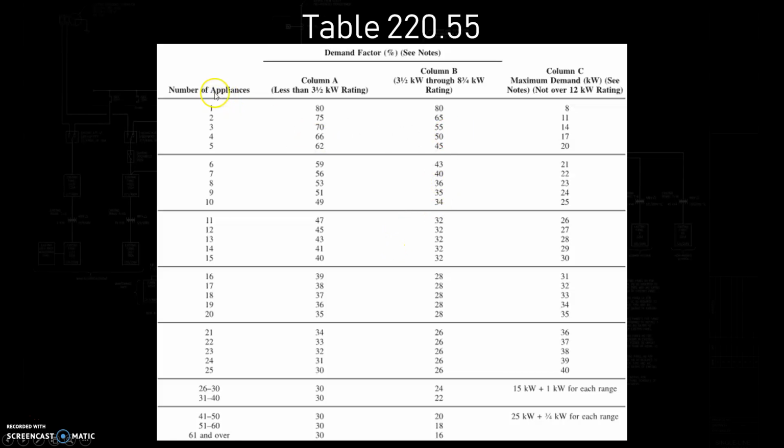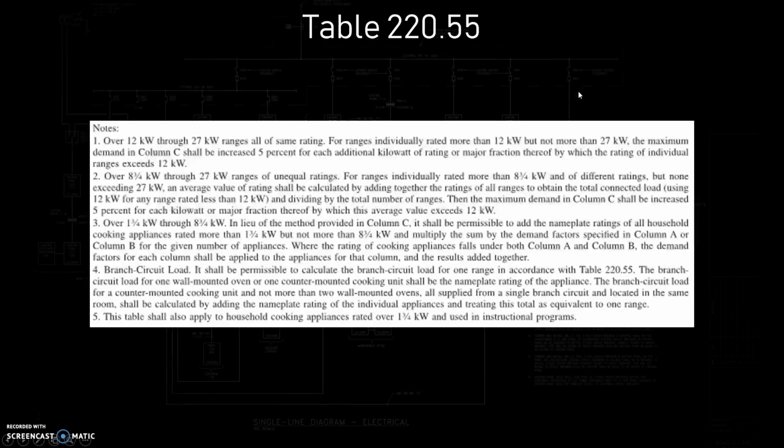So the left-hand side says how many pieces of equipment do we have. Obviously you get to the lower end, that's your apartment buildings, things like that. And then we have these column A, B, and C depending on the size of the equipment. So if it's anything less than 3.5 kilowatts, we're in column A. 3.5 through 8 3/4, we're column B. And then essentially anything over 8 3/4, we're in column C. You see this not over 12 kilowatts, and we'll touch on that here in a moment.